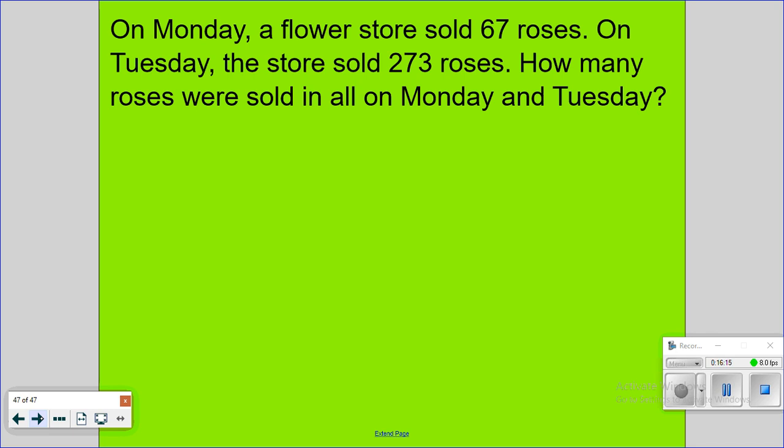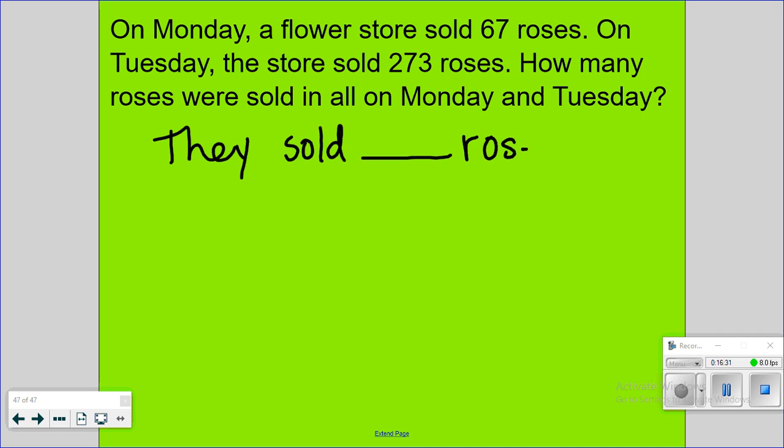You can put it on the next blank page, or if you've got space, that's fine. I'm going to say they sold blank roses. And then in that blank, once I figure it out, right, Victor, it's going to be my number for writing. They sold blank roses.